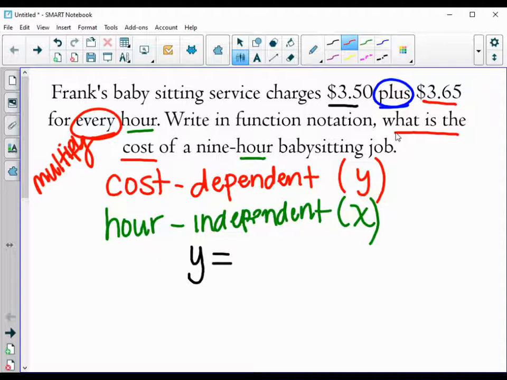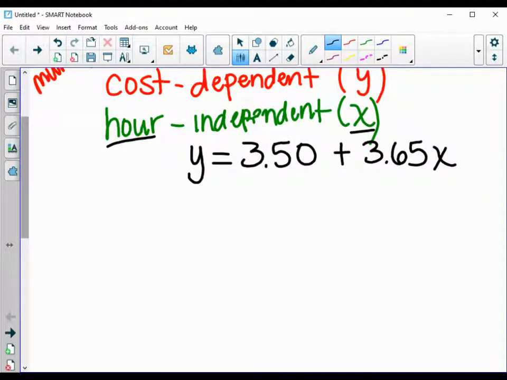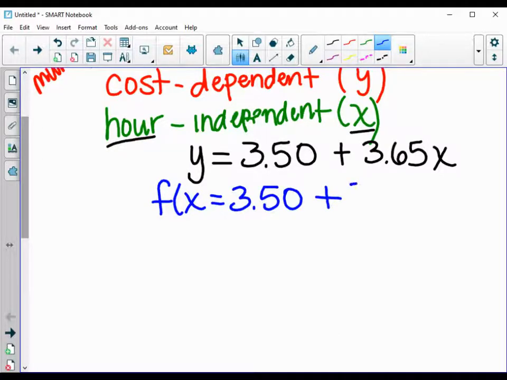Okay, so let's write the equation that we're going to use. $3.50, no matter what, you're going to be charged, plus $3.65 for every hour. And if you remember, our hour is our independent, which is going to be represented by x. Now we're going to write our equation in function notation. All that means is we're going to write f of x is equal to 3.50 plus 3.65 times x.